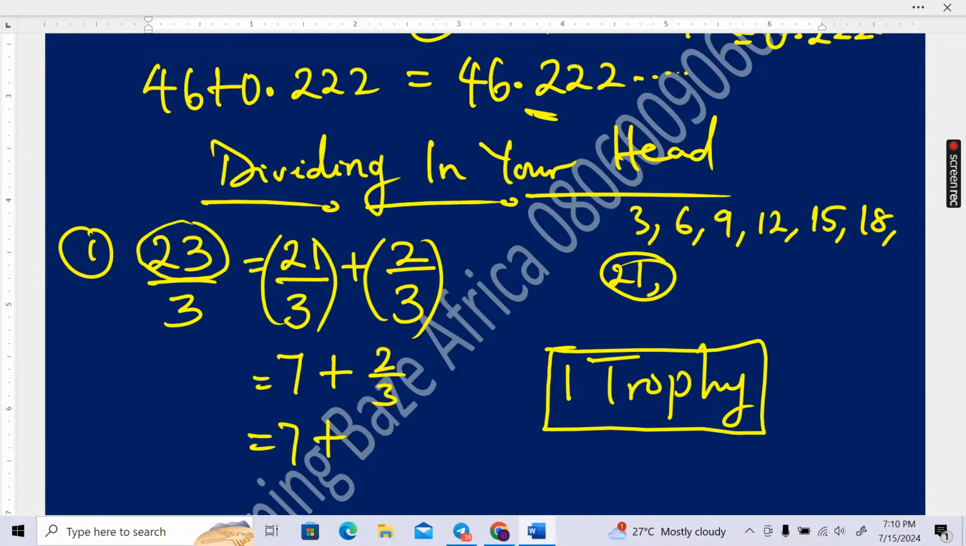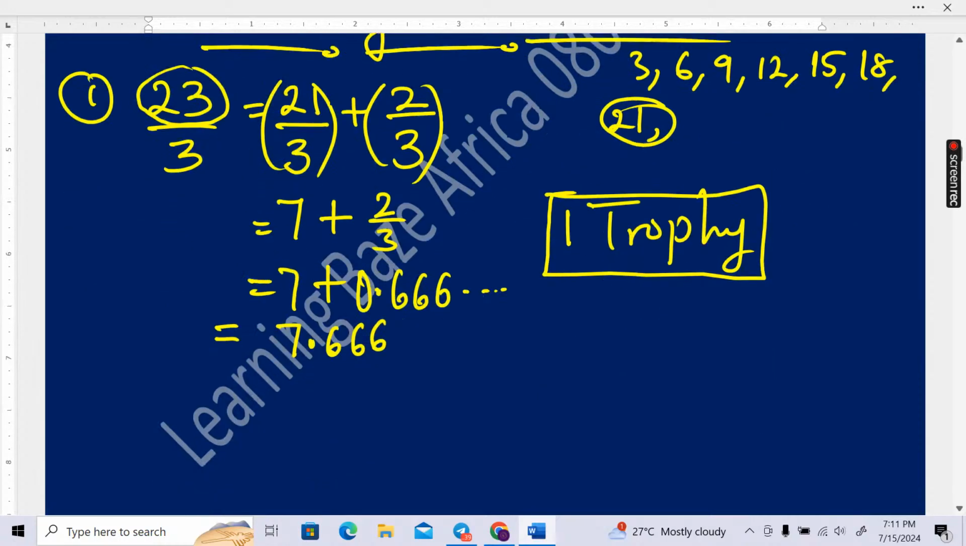Amazing. So if you type 0.6666, give yourself 1 trophy. So 2 over 3 in decimal is 0.666 up to infinity. So 7 plus 0.666, that is 7.666. Which means 23 divided by 3 without using a calculator, the answer is 7.666.